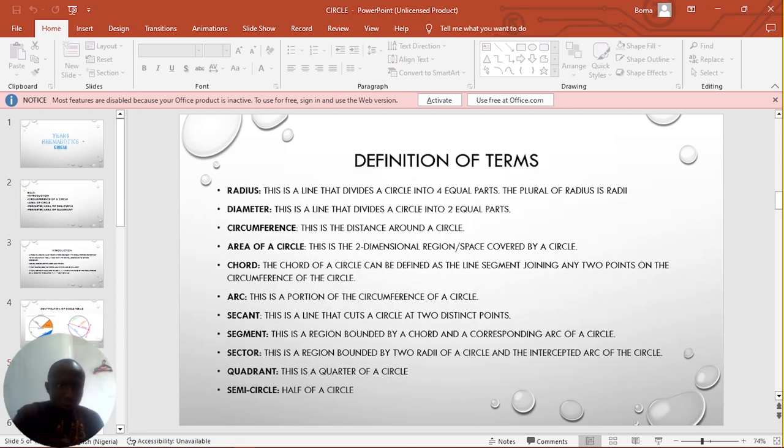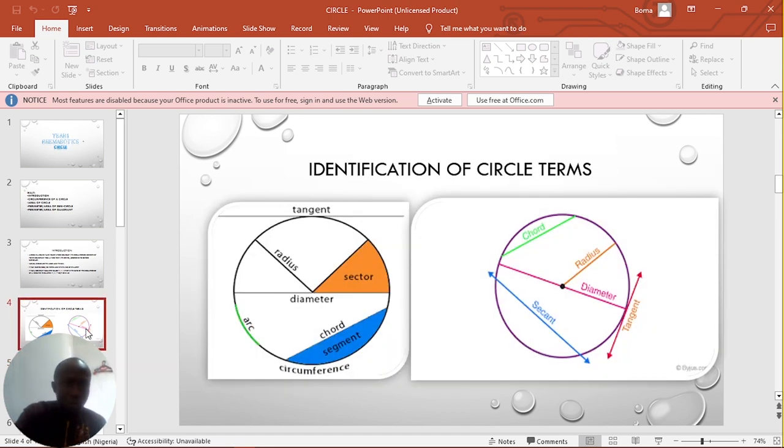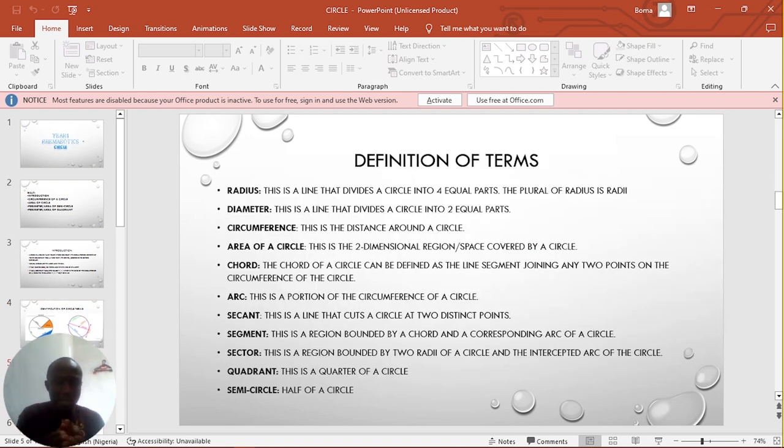Okay, so we move to what we call secant. Secant, this is a line that cuts a circle at 2 distinct points. So let me show you what a secant is. This is a secant. You can see the line. It cuts the circle at two distinct points. We move to what we call segment. A segment is a region bounded by a chord and a corresponding arc of a circle.